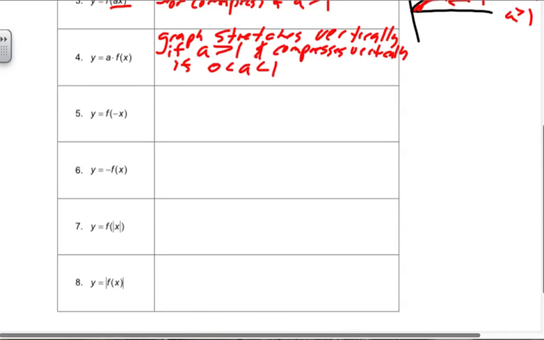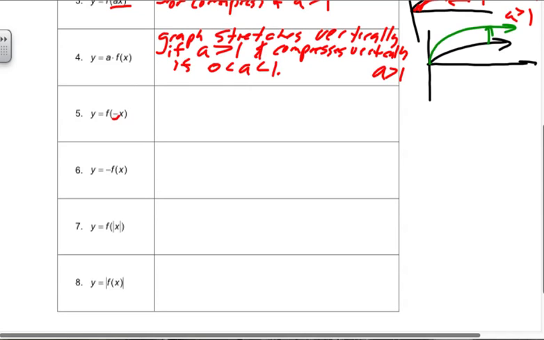Now you notice these work just the opposite, the inside and the outside on both of these. And again, let's take a look at this thing here. Here's my parent. Let's deal with a being bigger than 1, which is going to stretch it, which means everything's going to be moved up. And so that's what it would look like. All right. Let's take a look at this one.